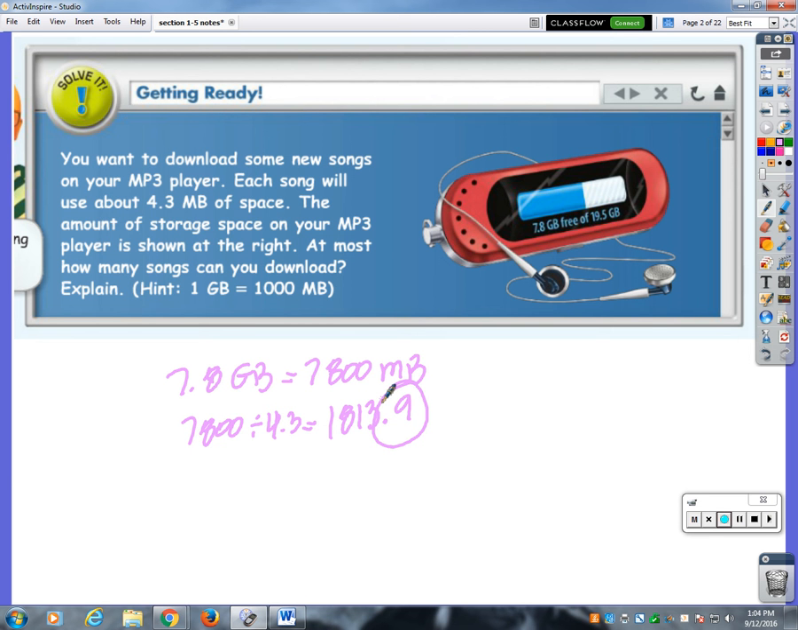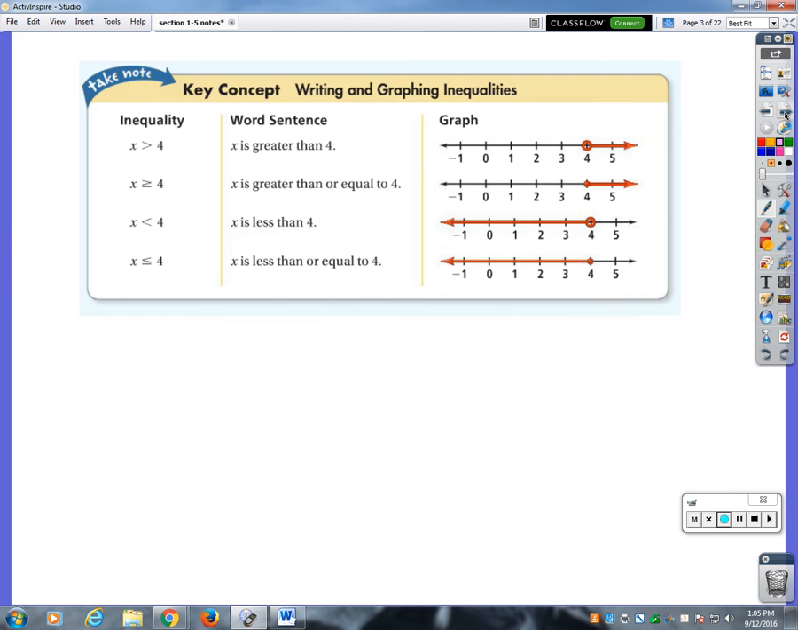Okay, good. So that's the idea of the inequality. You could download up to this many songs, but you could not download more than that. So x could be less than or equal to 1,813 songs. Okay? When you guys redid it with the 7.8, did you get that same answer? Yeah. Okay. All right, good deal. Okay, so that's an example of the inequality.